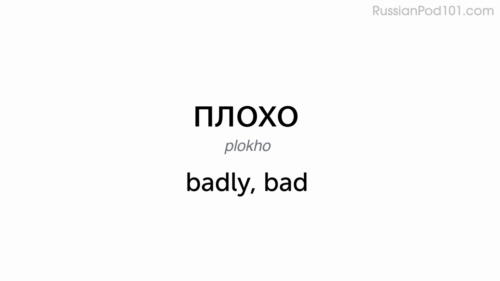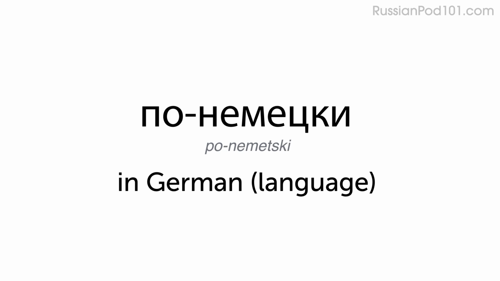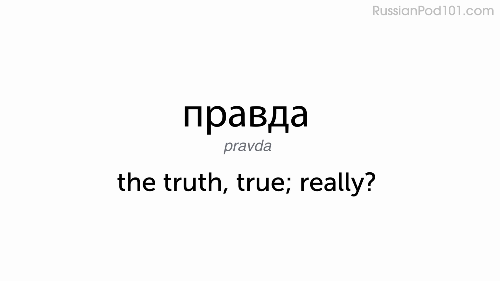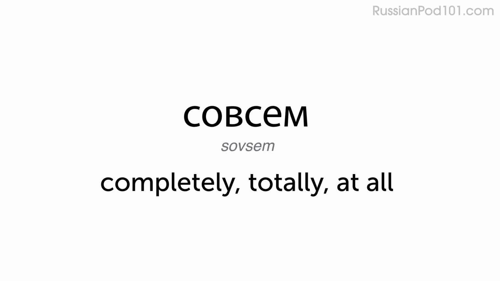Плохо. And the next word По-немецки. in German. По-немецки. And the next word Правда. the truth. True. Really? Правда. And the next word is Совсем. completely. Totally. At all.